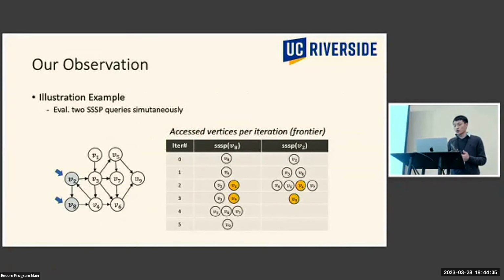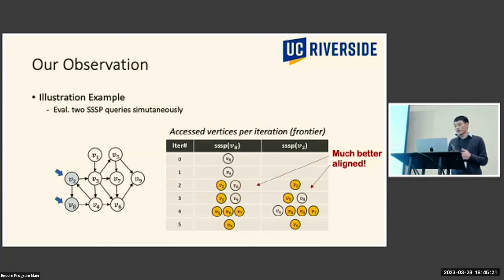In the following, I'm going to use an example to illustrate what's happening behind the scenes. So here, assume that the graph system is evaluating 2 SSSP queries concurrently. One starts from the source vertex V8. The other starts from the source vertex V2. The red table here shows the vertices that are activated in each iteration, which are also known as the frontiers. So from this example, you can see that even though the evaluation of both queries need to access the same set of vertices, they access them in different iterations. So the amount of sharing between the 2 queries is limited.